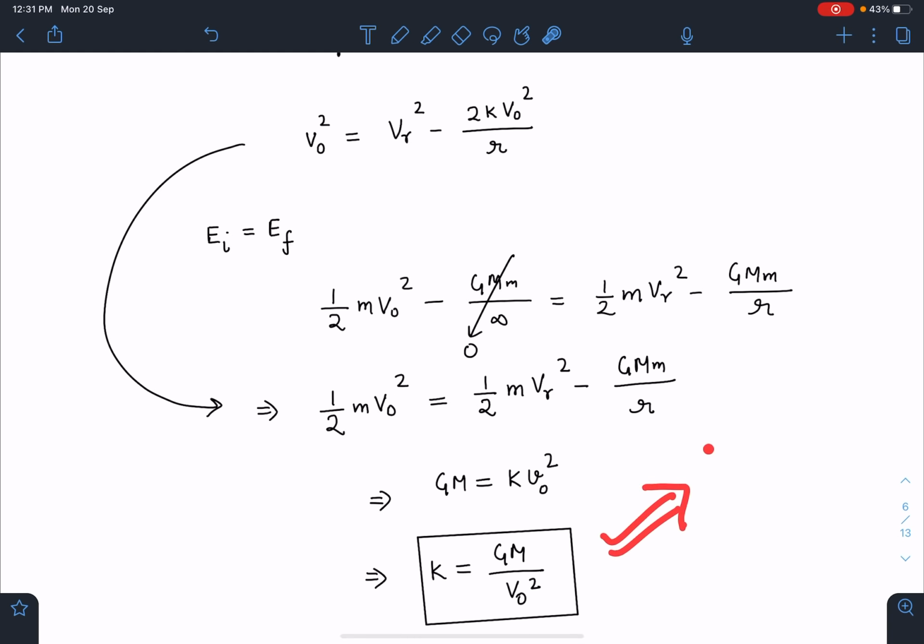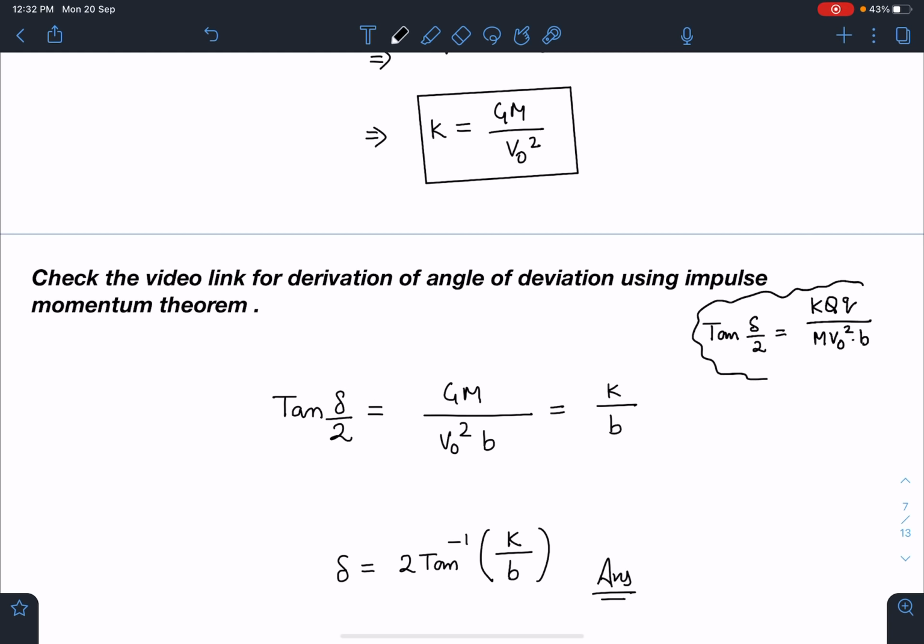So guys, I will suggest that you remember this formula for gravitation as well as for electrostatics in case of charges. This will save a lot of effort, and the problem will be reduced to a JEE Advanced level problem. Otherwise this problem in my opinion is quite tough. So again, you must remember this result. Directly we can get this answer as delta is equal to 2 tan inverse of k by b.